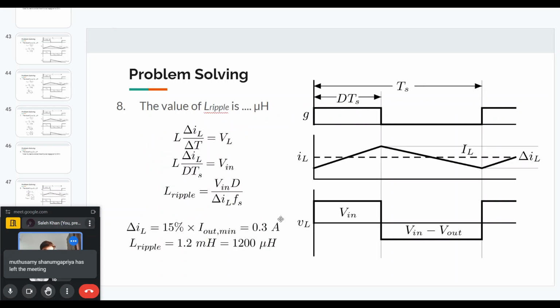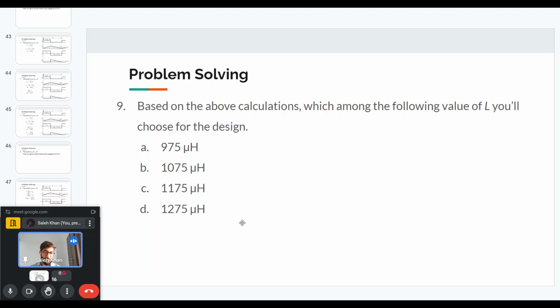So we just found out that the value of L ripple is 1200 micro. So based on these four options, what should be the value of L that we should choose? Yes, so basically the inductance value should be at least 1200 micro. So anything more than 1200 micro we can choose. So the answer to this last problem is D, 1275 micro. That is, out of these four, the best option.